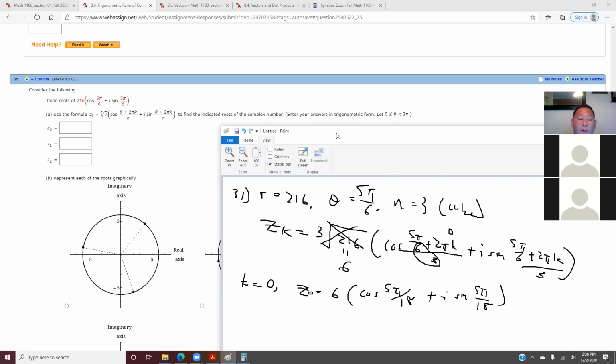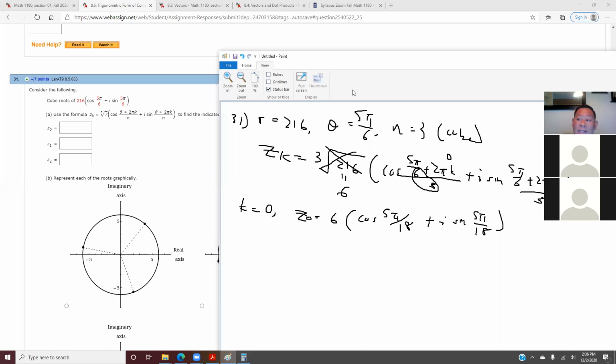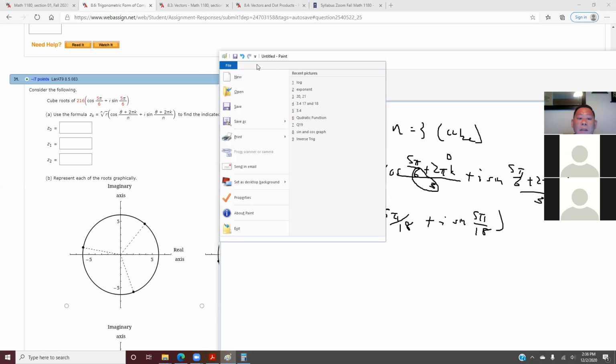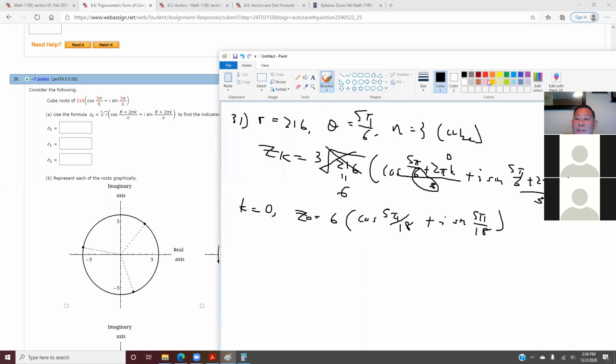So this is for your first answer, Z0. Next, we have to do Z1. Z1 means k is 1, so you get Z1. Now, in order for us to do this, you have to put this to become 1. So you have to add 5 over 6 plus 2 and then divide it by 3.